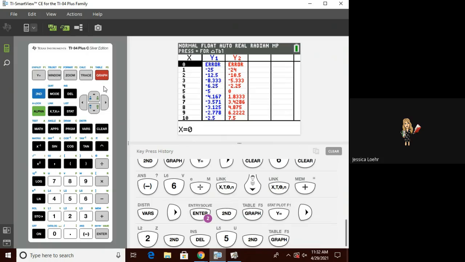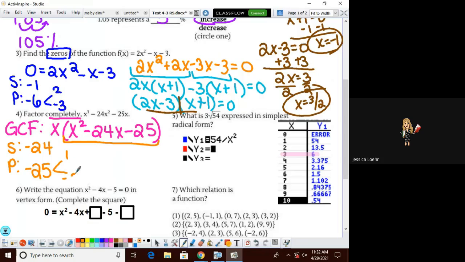Which is right here, 1 and negative 25. I can use the shortcut on this because there's a 1 in front of the x squared. So your answer, don't forget to bring that x down, the GCF, is x times (x minus 25) times (x plus 1). Questions about that? Any questions 1 through 4?